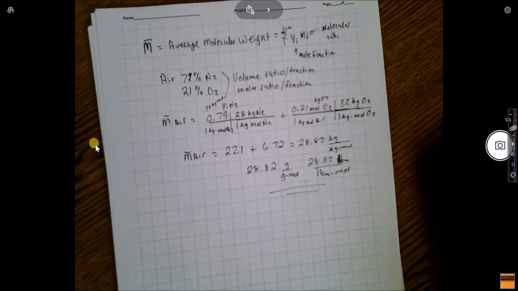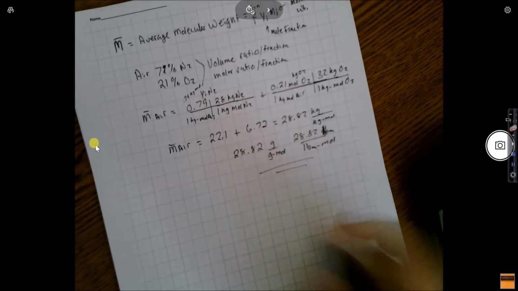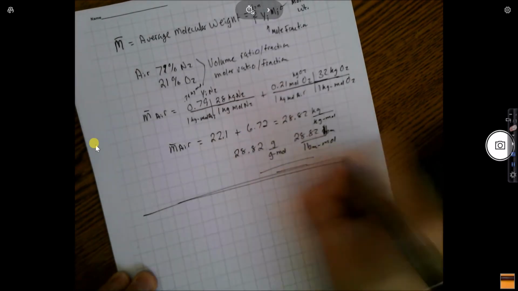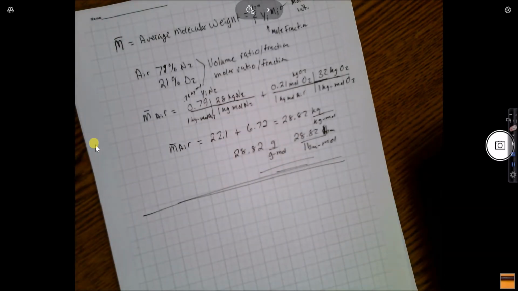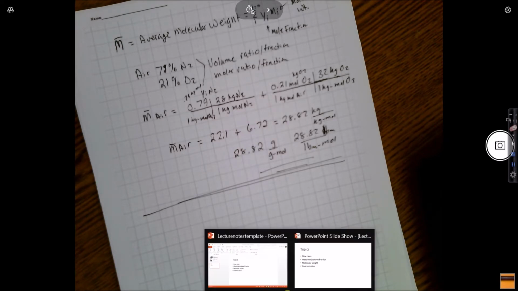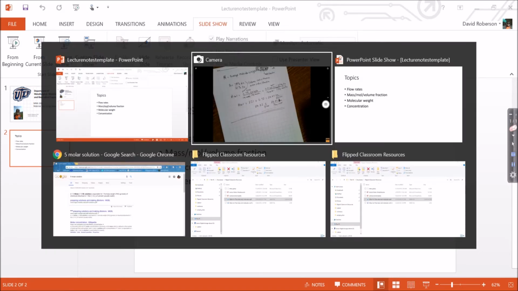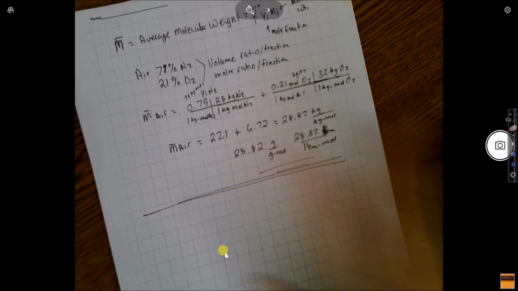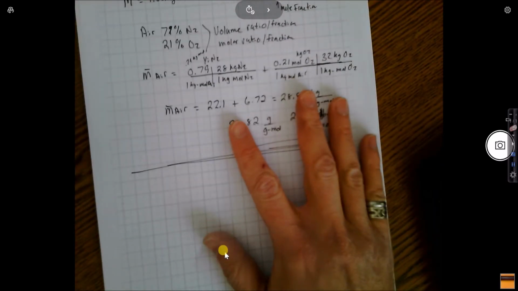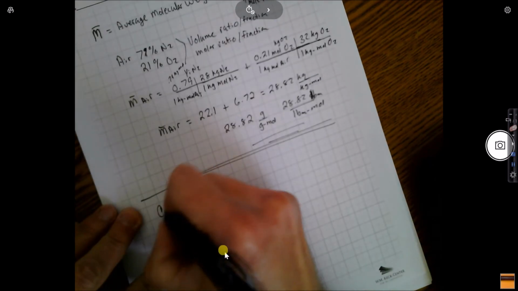The next concept that we said we're going to talk about, and this will probably be the simplest of them, is concentration. And when we talk about concentration, we generally talk about molarity. You've probably had this also in chemistry, and we'll cover it one more time. Okay, we're back to our camera. So concentration.